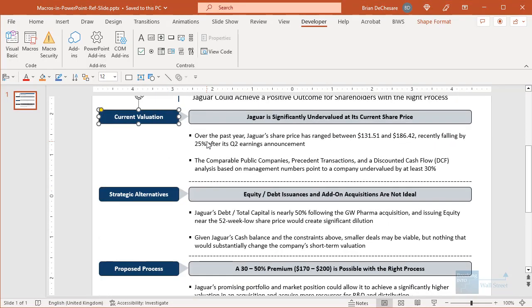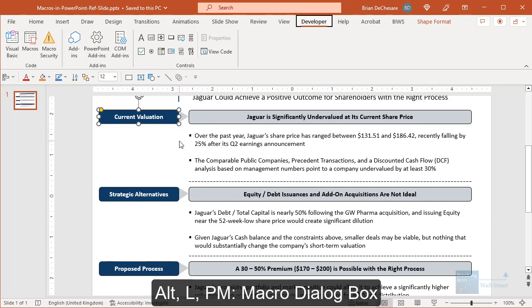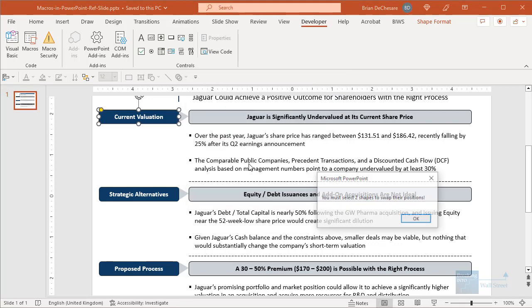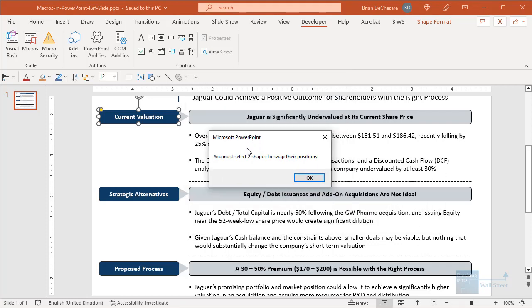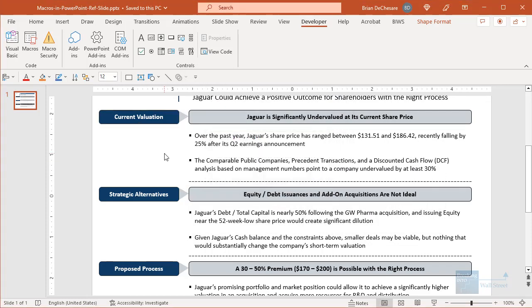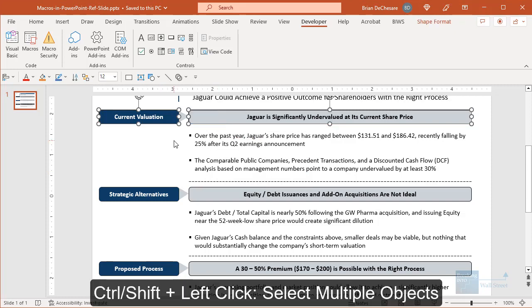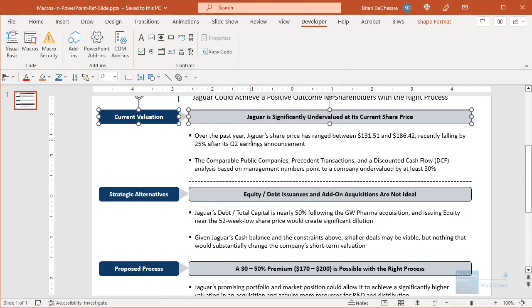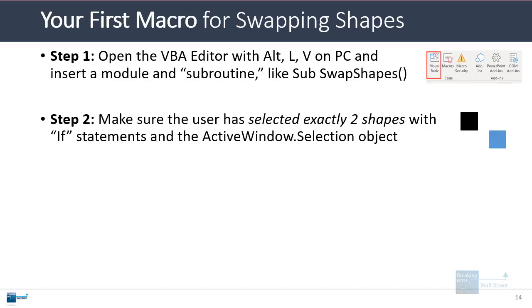So let's select this one shape here, and I'll go to Alt-LPM to activate this macro, swap shapes, and then I'll click on run. And we get an error message because we've only selected one shape. Now, if I select this one and then another one, I'll press Shift, hold it down, and left click to select both of them, Alt-LPM, and then swap shapes. Now we don't get an error message. It correctly detects that we have selected two shapes. So that is a bit of an error check.